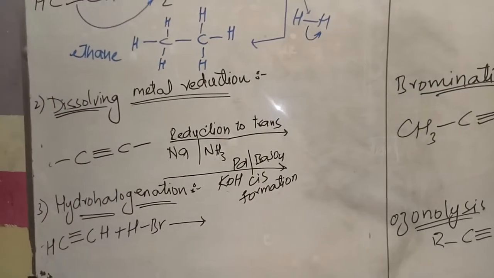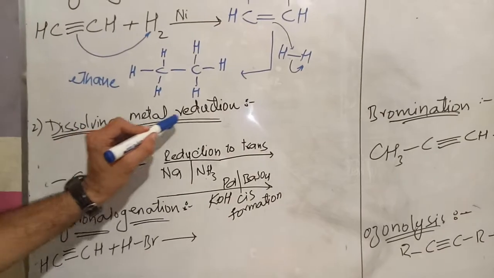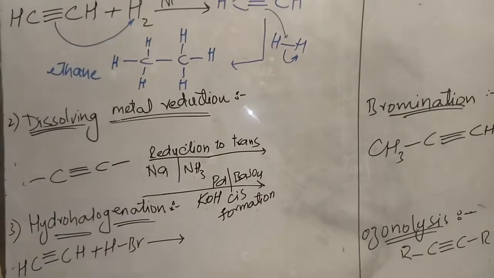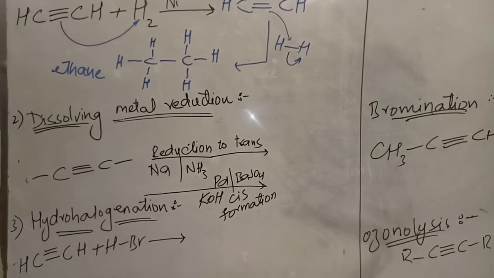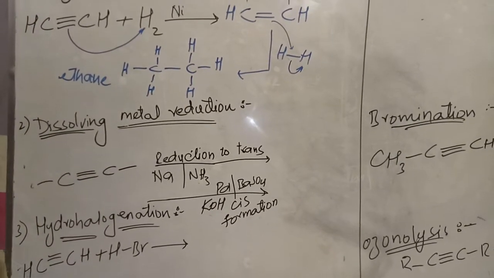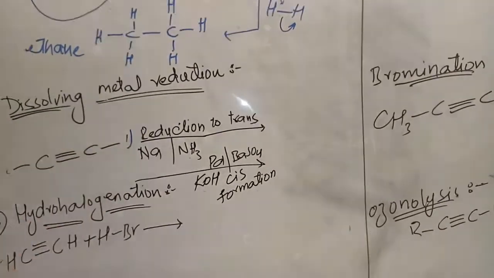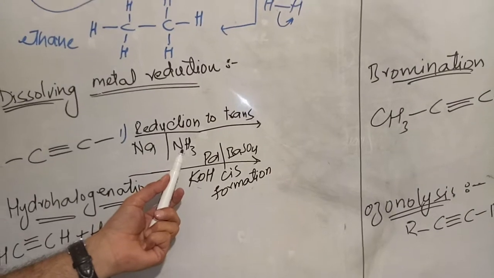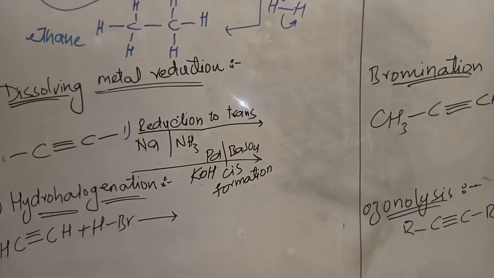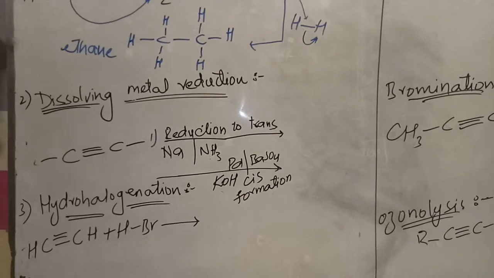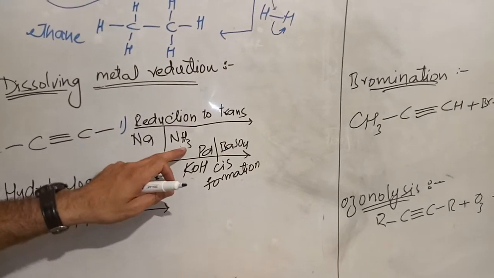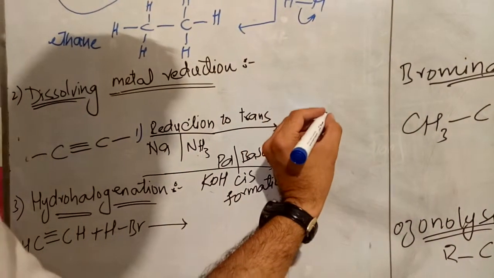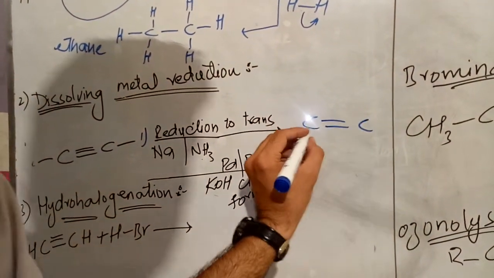Now our second reaction is dissolving metal reduction. It means we want to reduce. Reduction means addition of hydrogens, and here, students, two types of reductions will occur. The first type of reduction occurs in the presence of sodium in liquid ammonia, and this reduction gives us trans products.